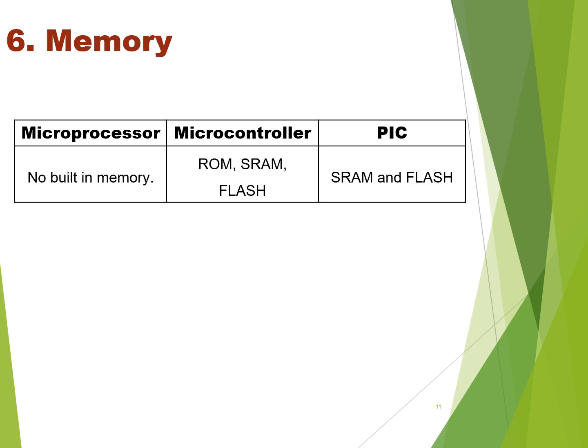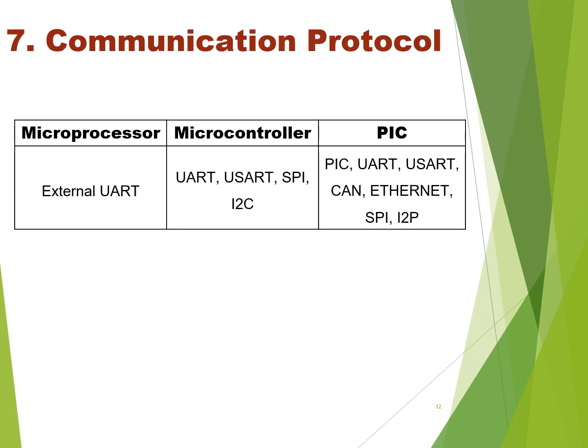And next, the comparison on memory. We already know your microprocessor doesn't have any inbuilt memory, so memory has to be connected externally. Coming to your microcontroller, it has ROM, SRAM, as well as flash memory. The PIC microcontroller comes with static RAM and flash memory.